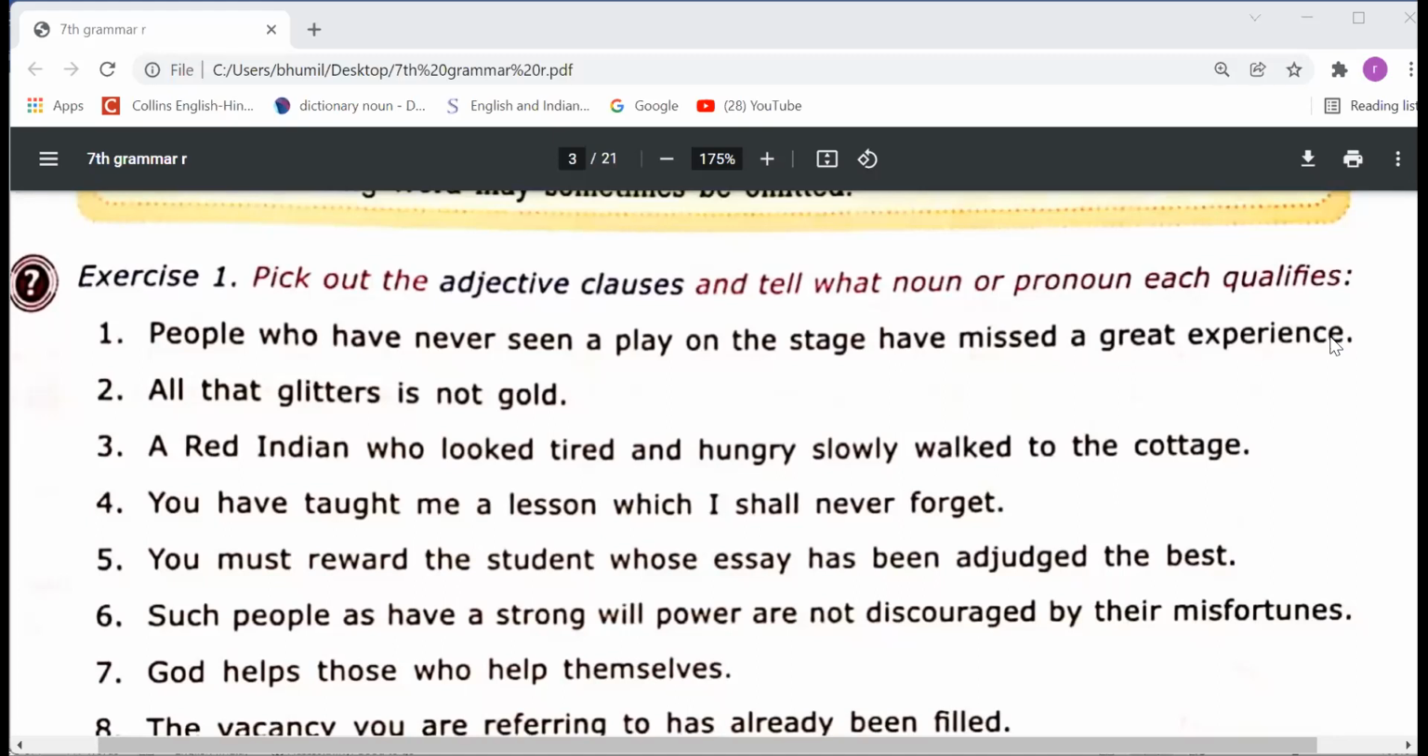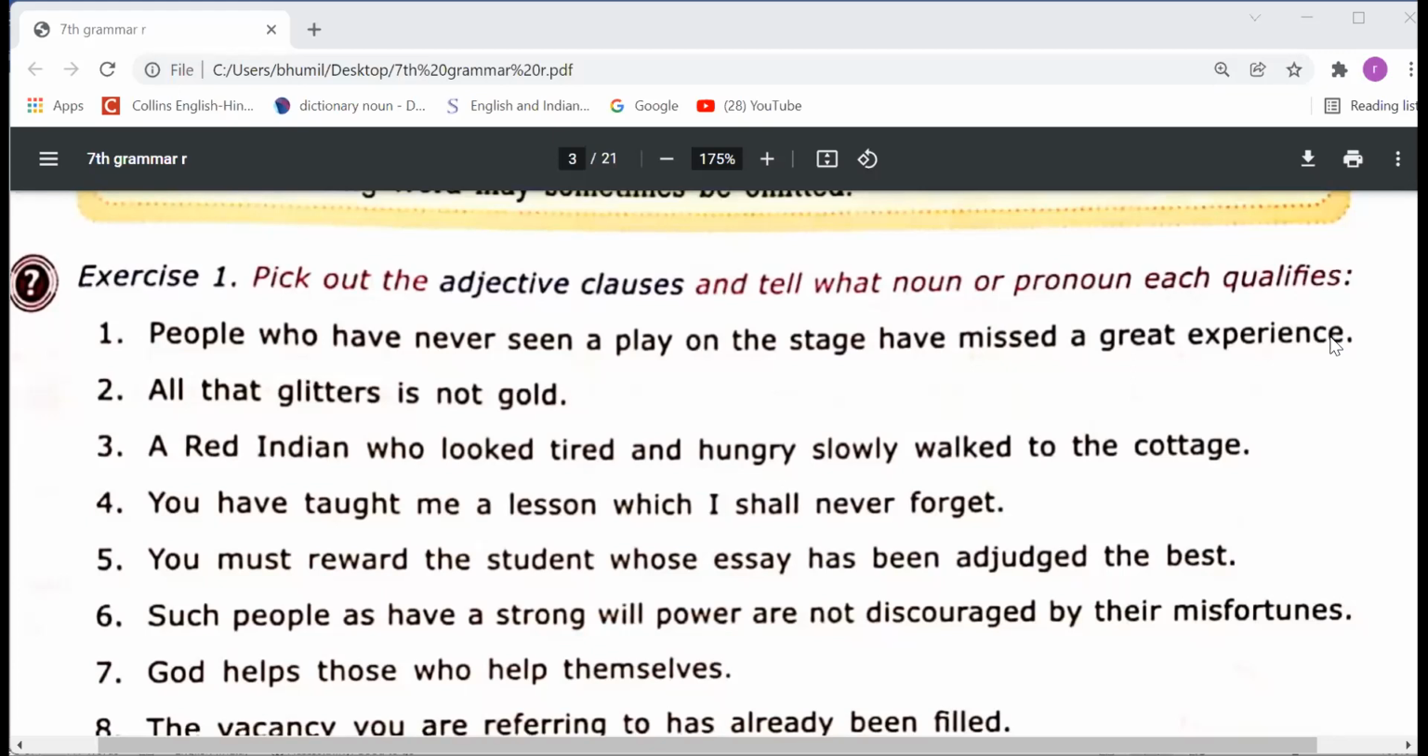God helps those who help themselves. What is an adjective clause in this sentence? Very good. Try to give the answer. Let me ask. Manika, you please let me know. Manika, please tell me about sentence number 7. Sir, who help themselves is the adjective clause. Yes.